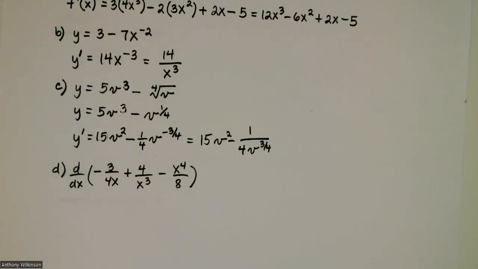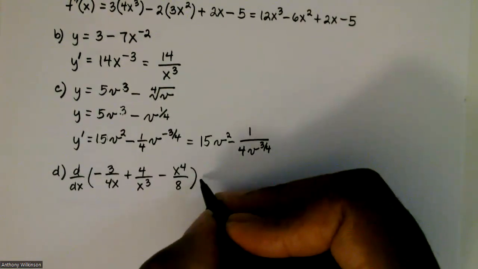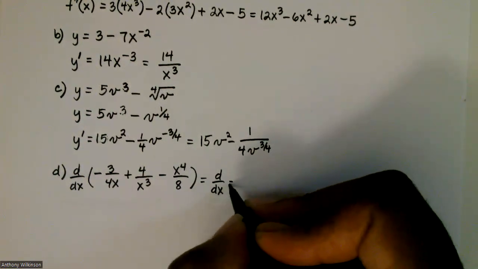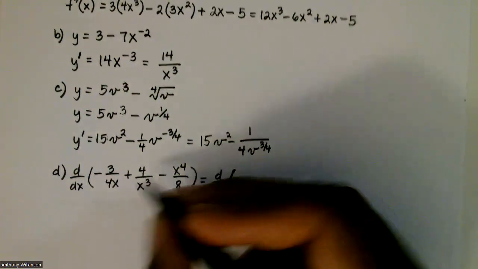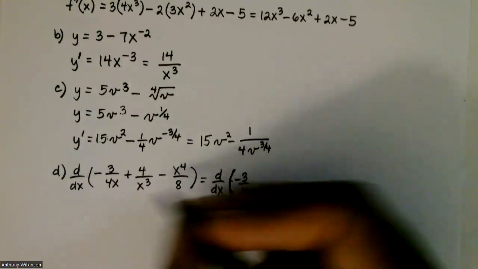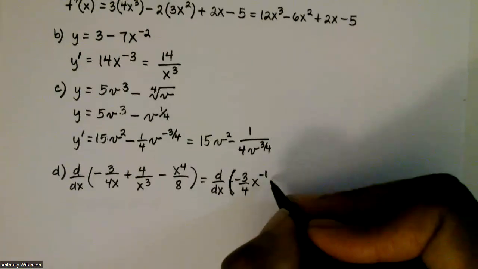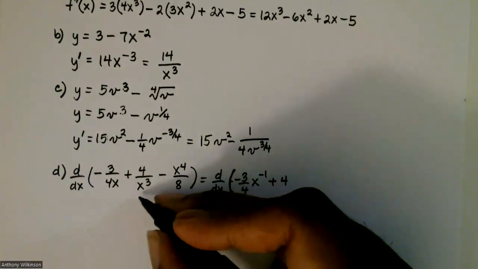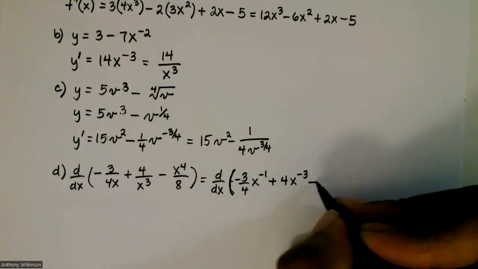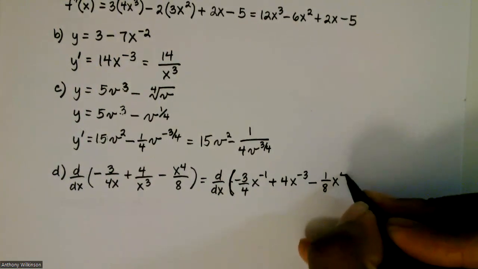So in this case here, we're going to take the derivative of each term one by one. But first, let's write using exponents. So I know negative 3/4, that would be negative 3/4. The x is in the denominator, I'll pull that out, and that will be to the negative 1 power, plus, and then the 4, that x to the 3rd will come out of the denominator as x to the negative 3, minus, and I'm going to write x to the 4th over 8 as 1/8 times x to the 4th power.